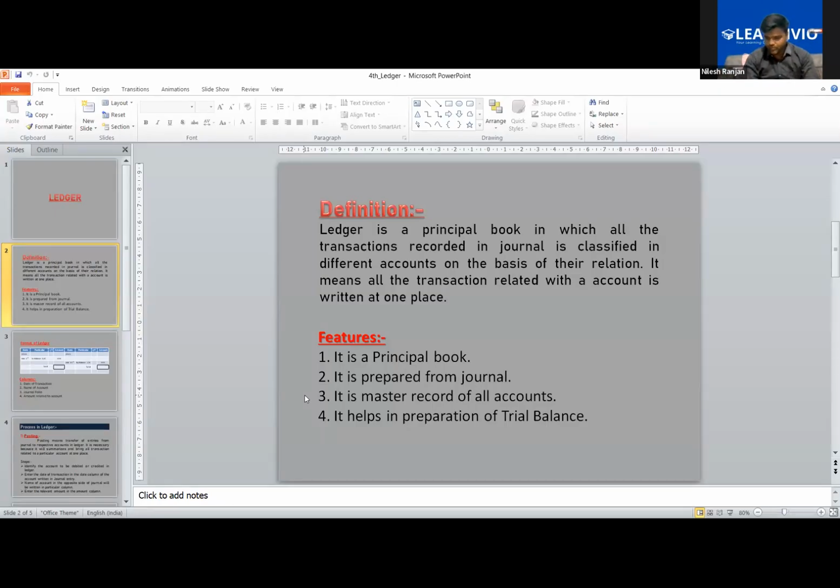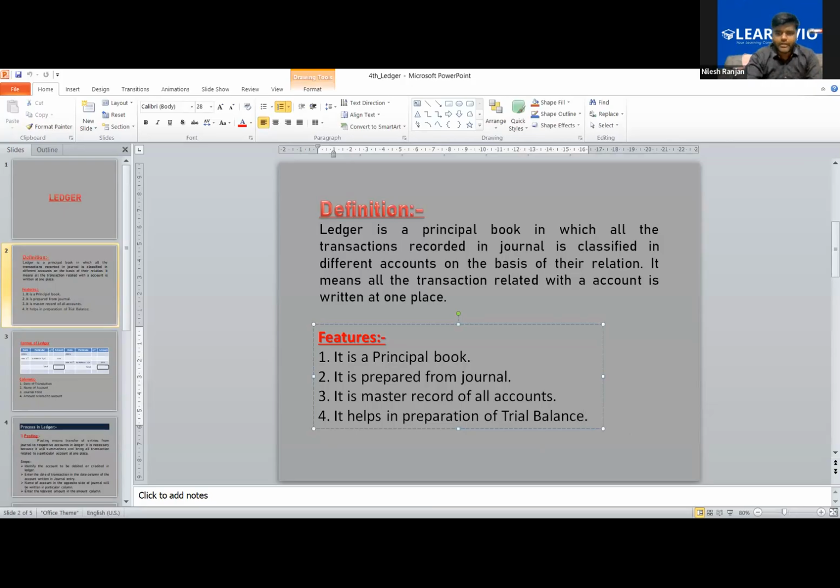Actually, in ledger, theory part is very less. If you open your book, you can see that after 1 or 2 pages, questions start. Actually, one feature you can also write here.